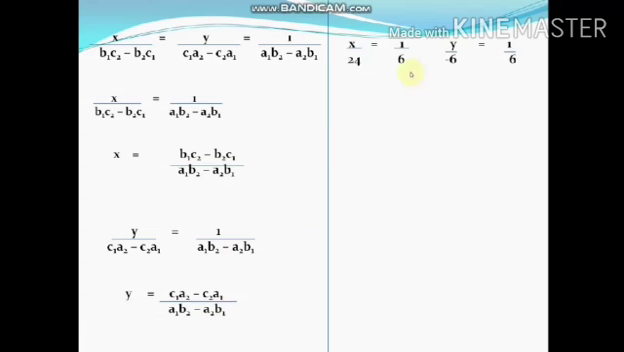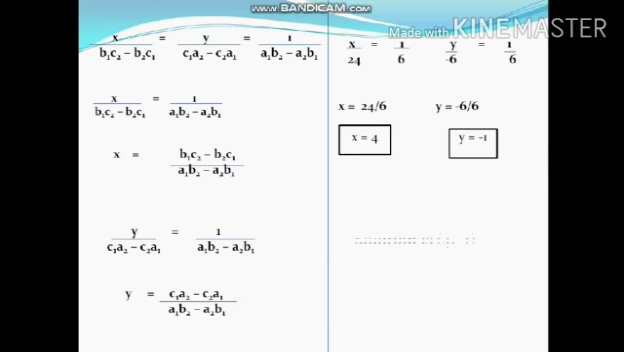Let us solve these steps also. This x upon 24 equal 1 upon 6. When we cross multiply this, we will get x equal 24 upon 6. And this y upon minus 6 equal 1 upon 6. After cross multiplication, we will get y equal minus 6 upon 6. And we will get x equal 4 and y equal minus 1. So, these are the solution of this equation: 4 comma minus 1.